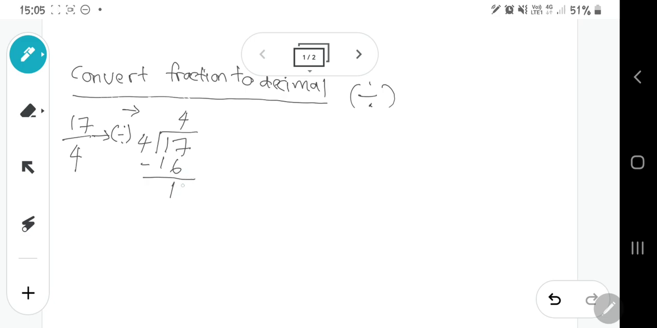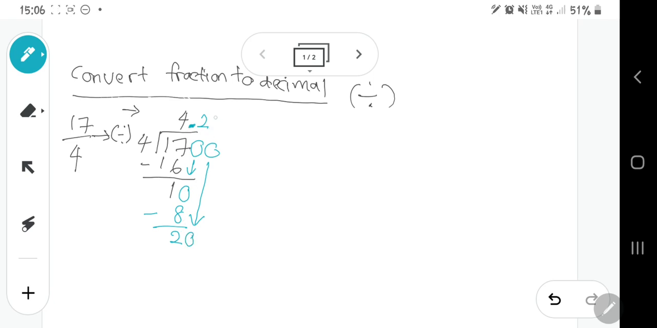How will you do that? There's no number behind 17, so you create an imaginary 0, then bring down the 0. Before you proceed, put a decimal point behind the 4, your answer. Now continue. What times 4 is 10? The closest is 2, which is 8. You minus: 10 minus 8 equals 2. But there's still a remainder, so continue by putting an imaginary 0. No need to put another decimal, just once.